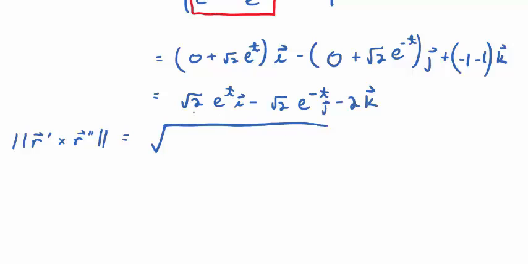Okay, so we're going to square the i component, and that'll get us 2e to the 2t if you think about it. E to the t times itself must be e to the 2t. And then plus, square root of 2 squared, you get 2e to the negative 2t. If you take e to the negative t times itself, you get e to the negative 2t, plus 4.